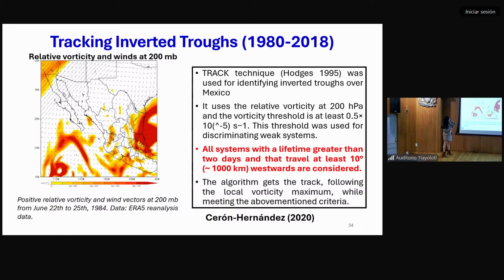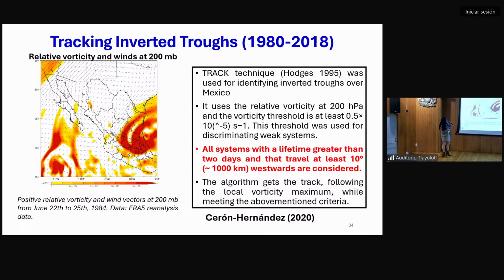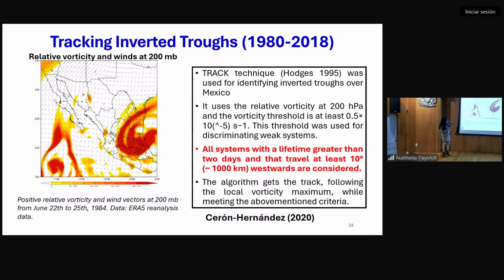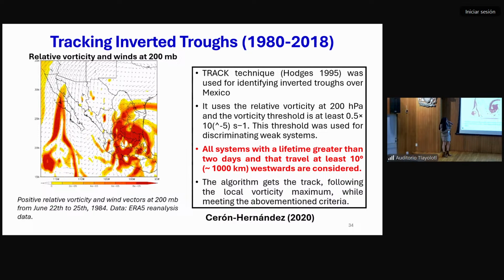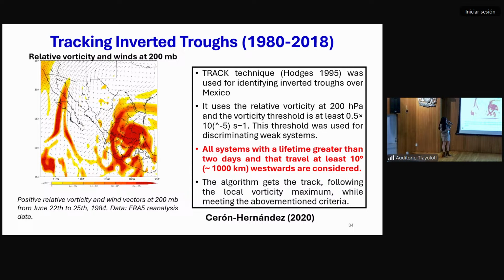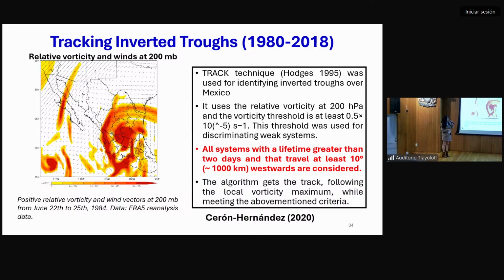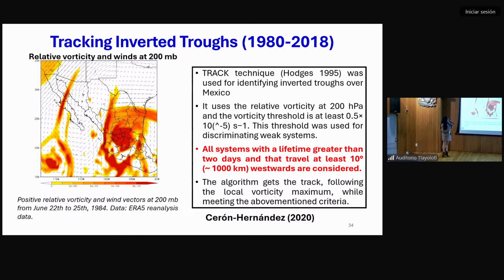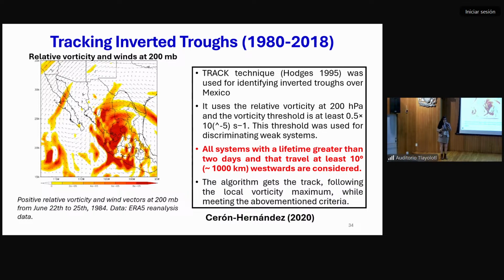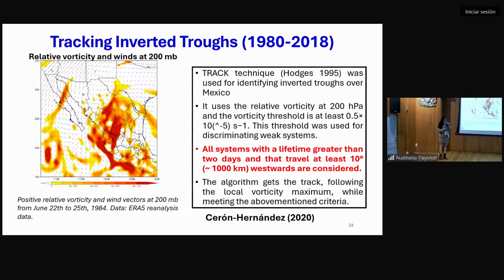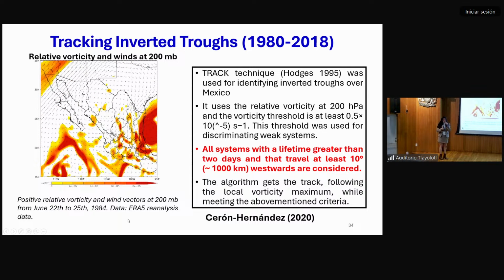And in this animation, you can see positive relative vorticity that is here. Remember, this is 200 millibars. And you can see also wind vectors. So this inverted trough is traveling westwards, and you can see a lot of positive relative vorticity. So we track all these systems at this level, 200 millibars, to get a climatology of how the inverted troughs behave over this region, the NAM region. That was the first step.